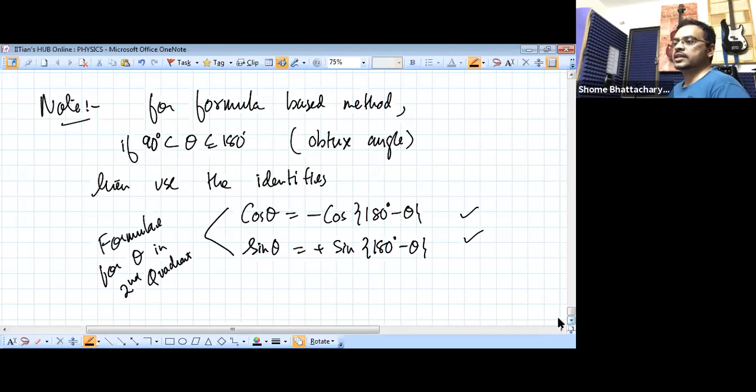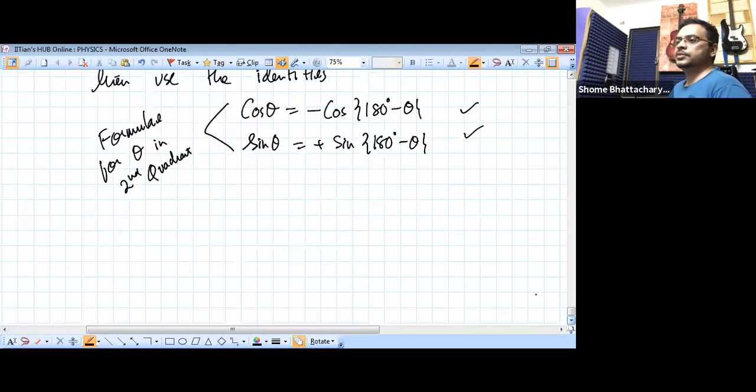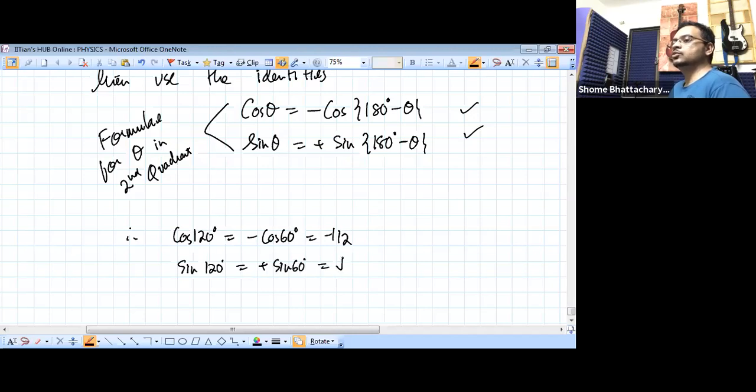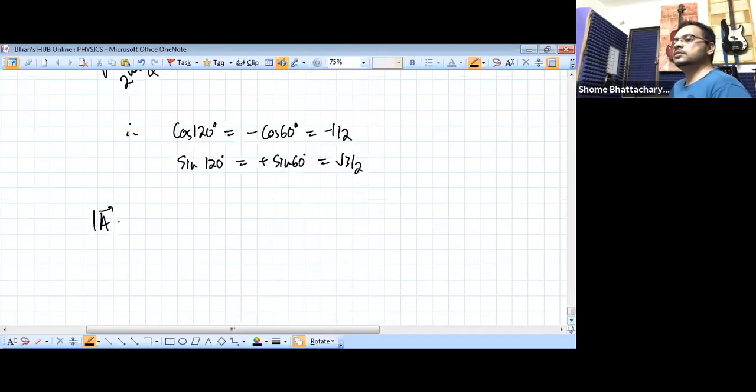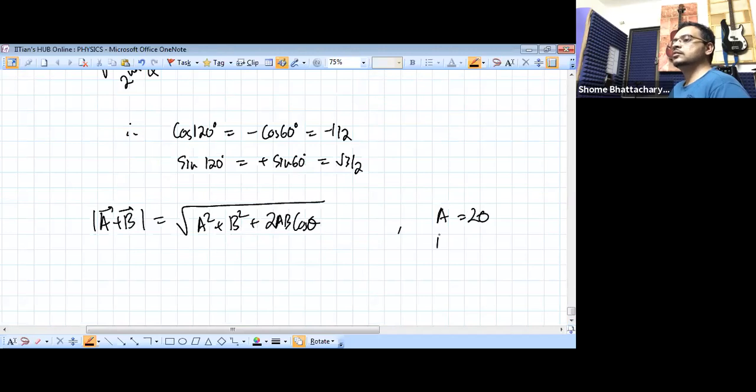So substitute cos theta and sin theta using this. In this particular problem, cos 120 will be minus cos 60, as we just saw before. There will be minus half, and sin 120 will be positive of sin 60, which will be root 3 by 2. So now using this, in that previous formula, mod of a plus b, substitute and see what we get. Substitute a as 20, b's magnitude as 40, and theta is 120.